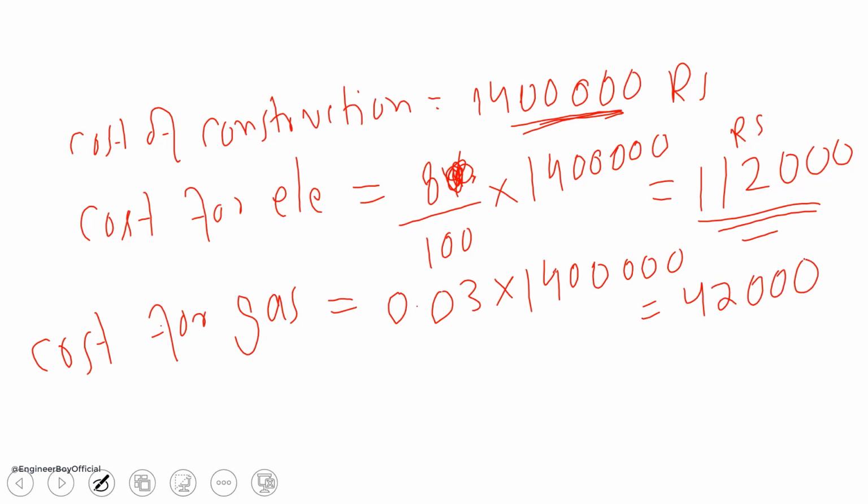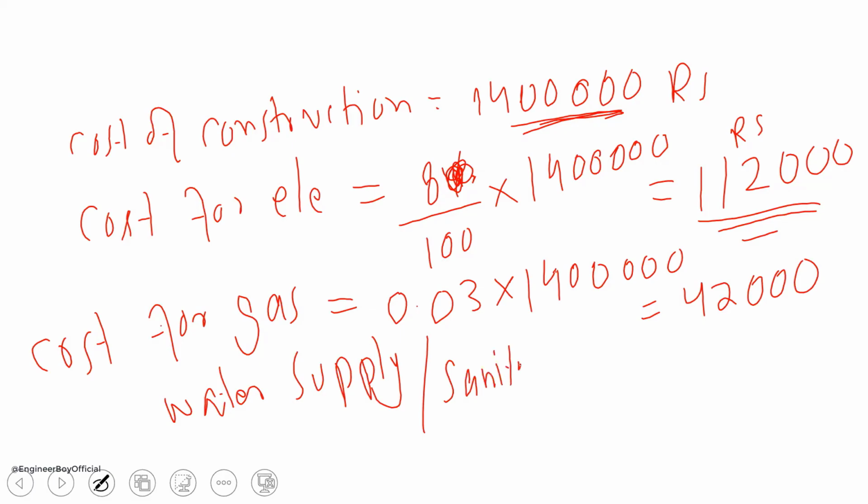Next, we have the contingencies, or maybe let's say water supply and sanitation. Now, for water supply and sanitation, the percentage is the same as electricity, which is 8%. So I can directly say 112000. This is going to be the rupees for the water supply and sanitation.